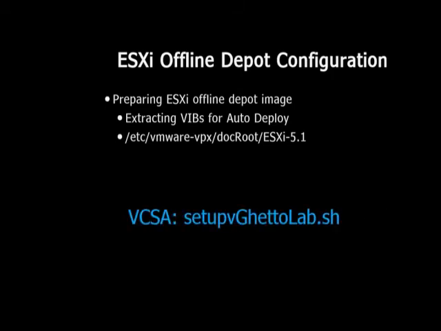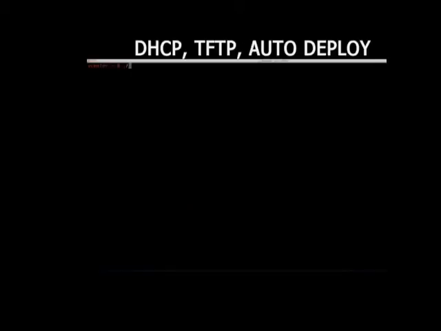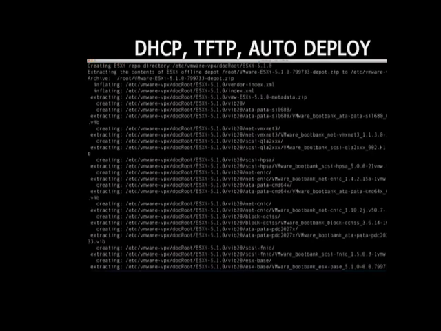So for this particular configuration, we're going to be using a simple script. Again, setup.vghetto.lab. In 5 minutes, this full configuration will be automatically set up for you. So you just have to fill out a few variables and execute the script. So I'll walk you through how this script works since it executes very quickly.